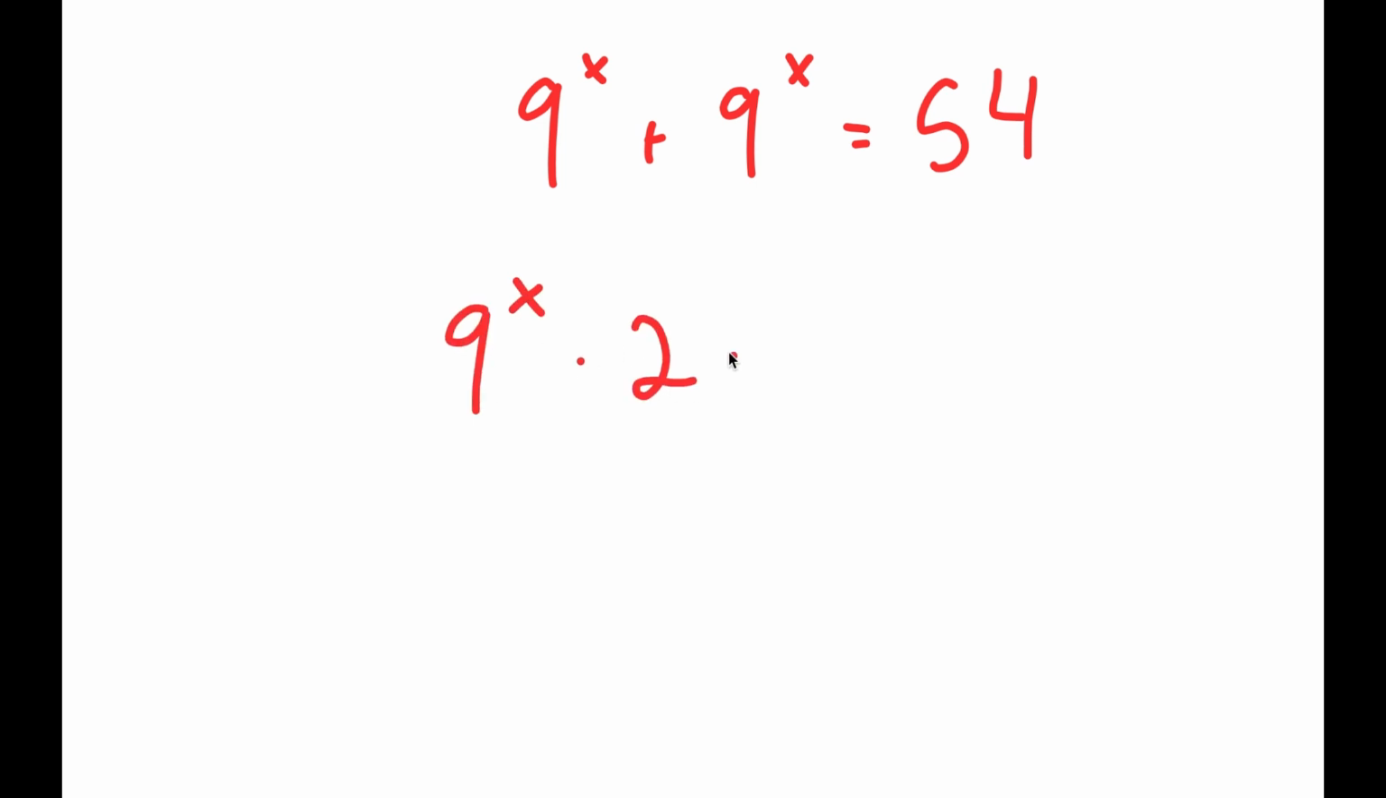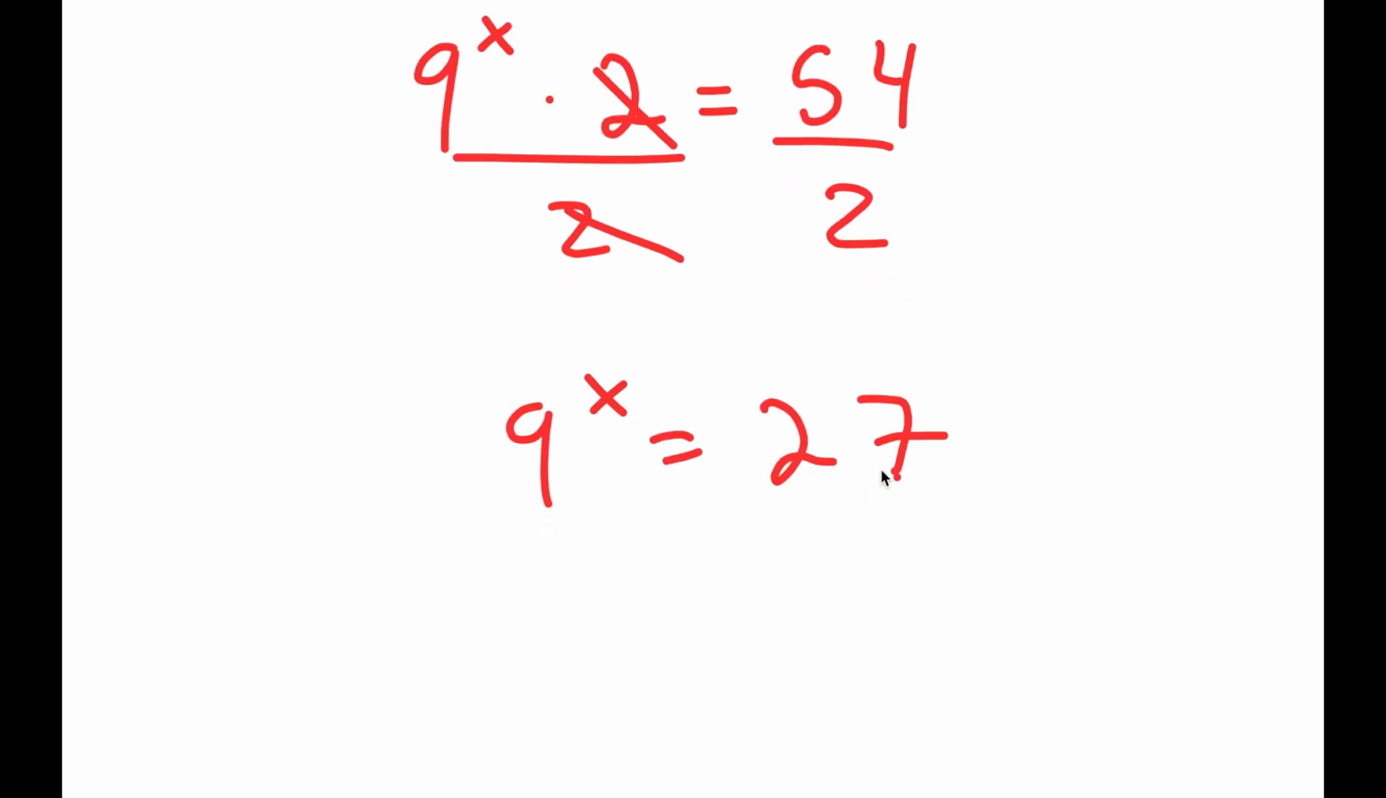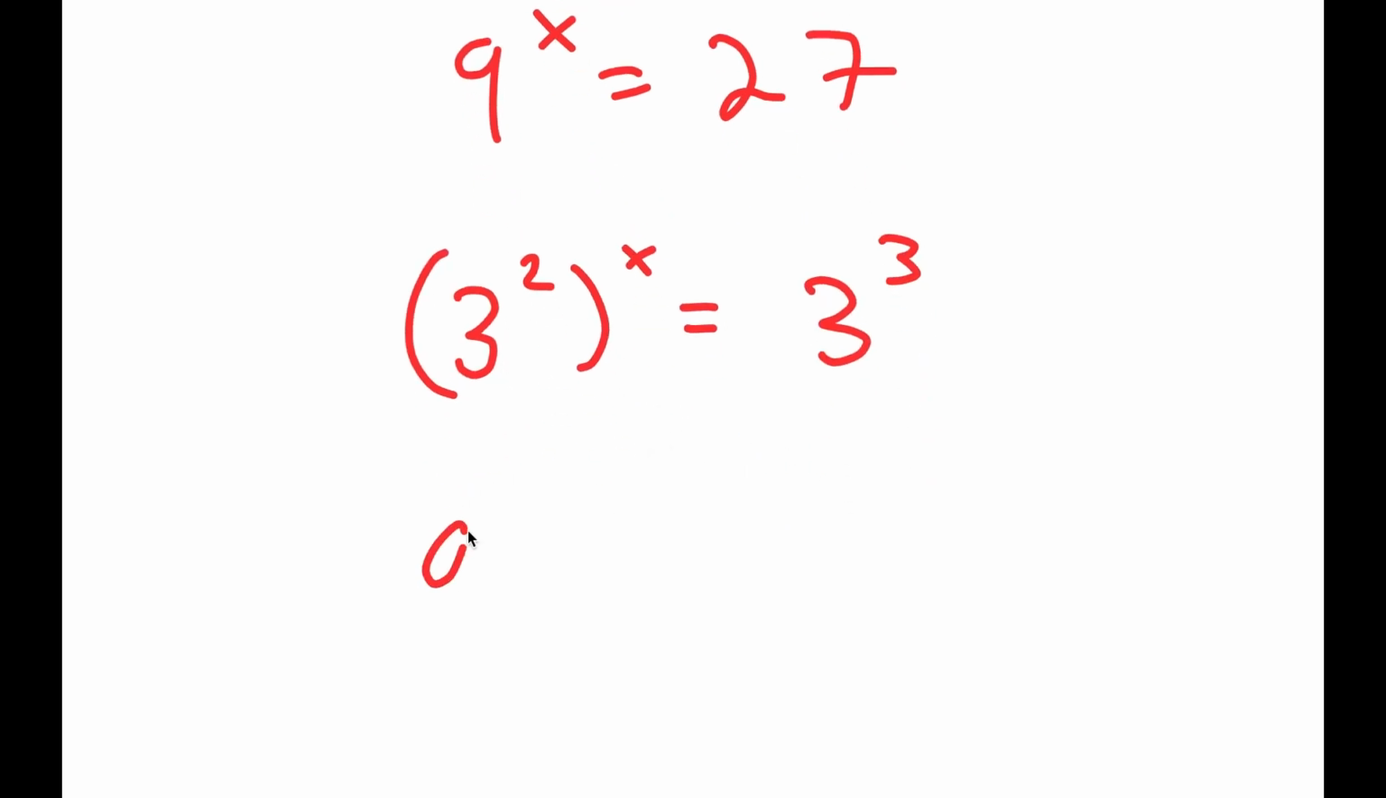Alright, so in this video, I'm solving the equation 9 to the power of x plus 9 to the power of x is equal to 54. So to solve this, I'm going to first start by rewriting this as 9 to the power of x times 2 is equal to 54. Because from here, I can divide both sides by 2, so I get 9 to the power of x is equal to 27. Now, I'm going to rewrite 9 as 3 squared and 27 as 3 to the power of 3. And if I have something in the form a to the power of m to the power of n, this is equal to a to the power of m times n.